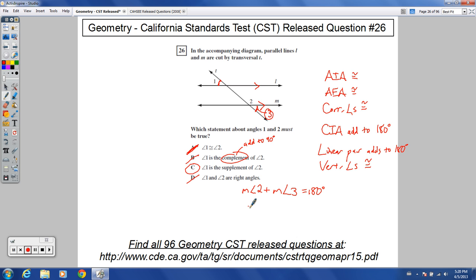And we know that angles 1 and 3 are equal to each other because they're congruent to one another. And so I could take the measure of angle 1 and put it in the place of the measure of angle 3, replace it with the measure of angle 1. That would still be a true statement. That would be the substitution property. I would be substituting in angle 1 for angle 3, and they would be supplementary. So it would be the supplement of that. Choice C then for number 26 is the correct choice.